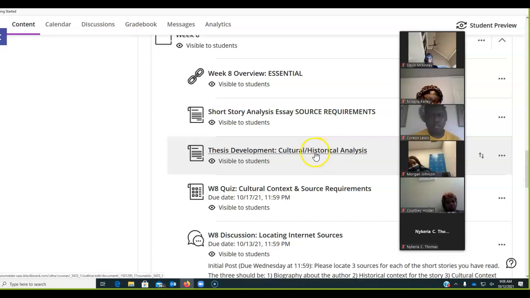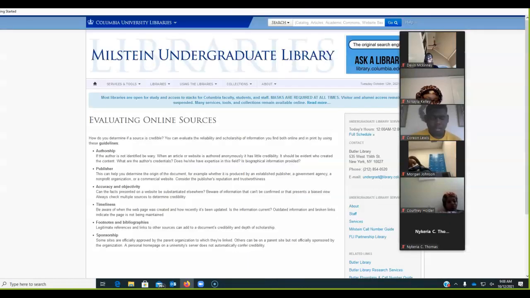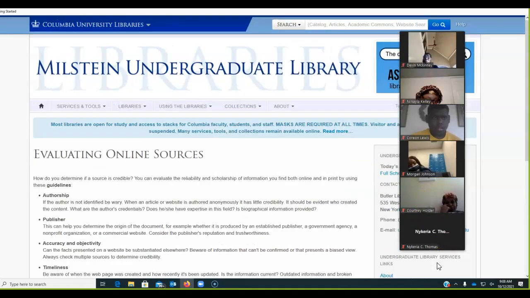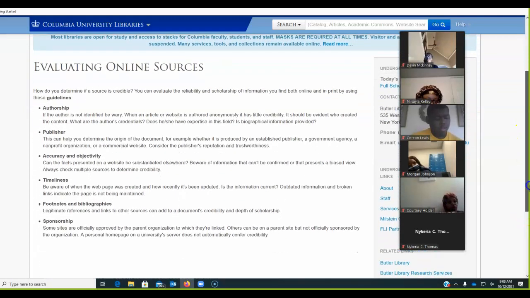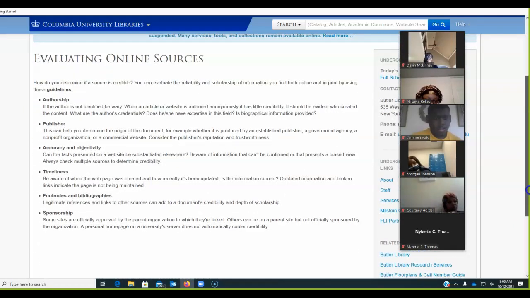All right. So let's actually take a look at internet sources, okay? I'm going to go to this site first, okay? So I'm going to make this a little bigger so that we can look at that. This is one of the links. I'm not being sarcastic in this one. I was in the first one, but let's take a look at this for a sec. How do you determine if a source is credible? You can evaluate the reliability and scholarship of information you find both online and in print by using these guidelines.